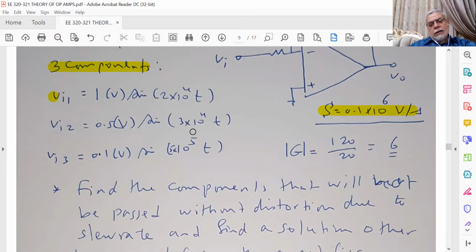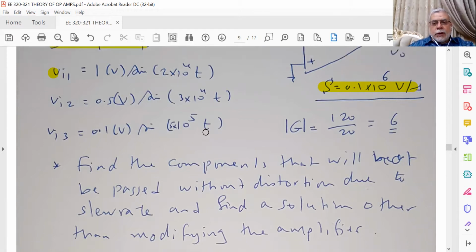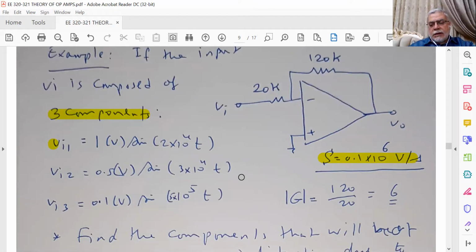Omega for this signal is 30 kilo radian per second. And the third component is 0.1 volt sine 5 10 to the 5 t. So the radian frequency of this signal is 500 kilo, or 0.5 mega radian per second. So it is required to determine whether these signals will pass or not through this amplifier.